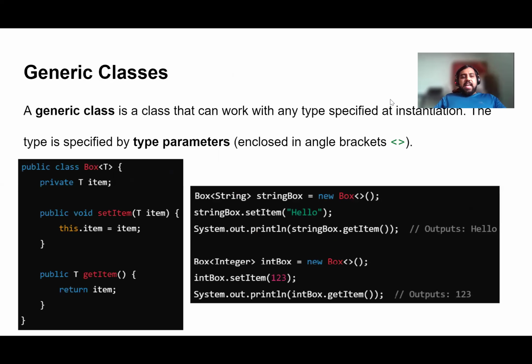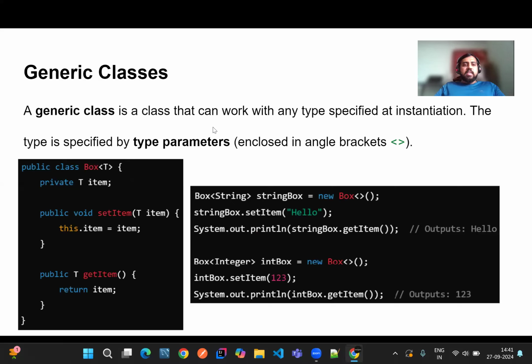So what do we mean by generic classes? This is what we saw as generics, which we used in the collections classes. Similarly, if you want to define our own classes, we can use generics. A generic class is a class that can work with any type specified at instantiation. The type is specified by type parameters enclosed in angle brackets.